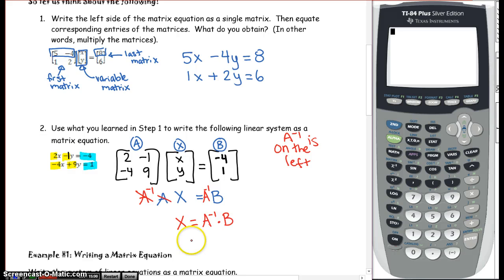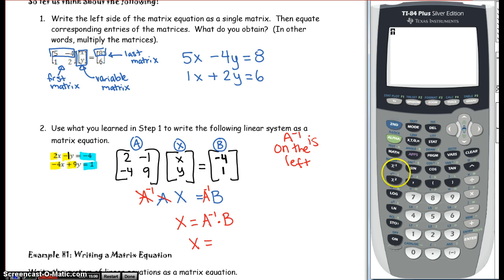So if we're solving for X, we're going to have the following. We're going to go to second matrix, and we're going to go to the edit section. We've done this plenty of times, so I'm going to move a little bit faster. It is a 2 by 2, our matrix A, as you can see right here. And our entries are 2, enter, negative 1, enter, negative 4, enter, and 9, enter. And I like to double check. 2, negative 1, negative 4, 9. Perfect.